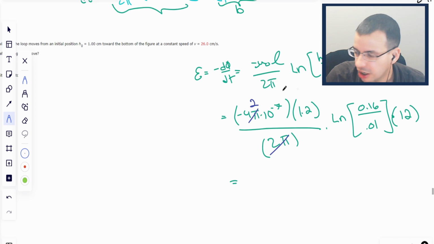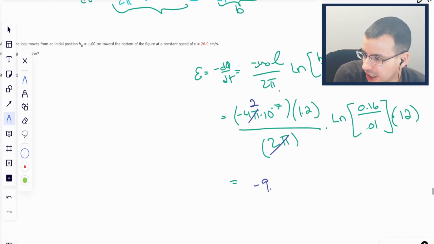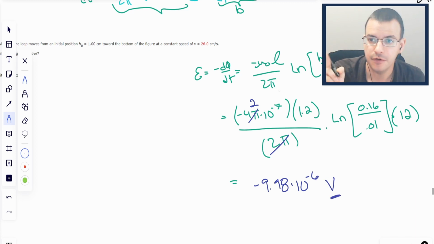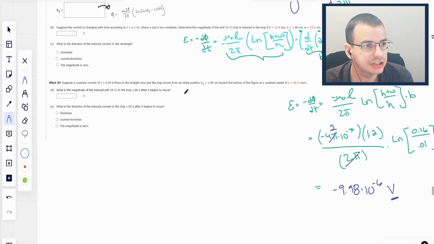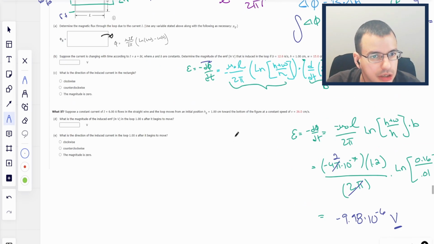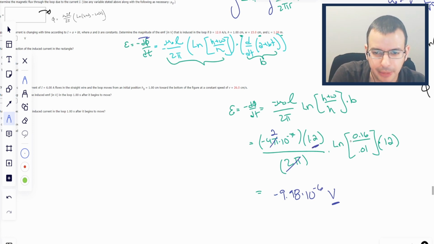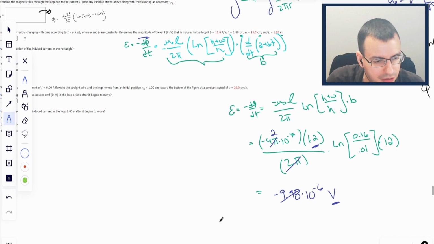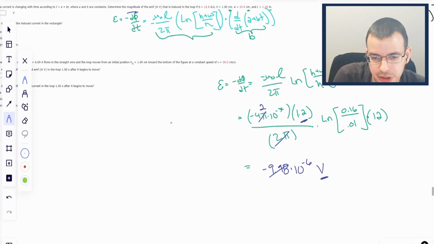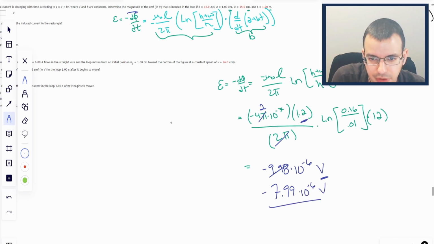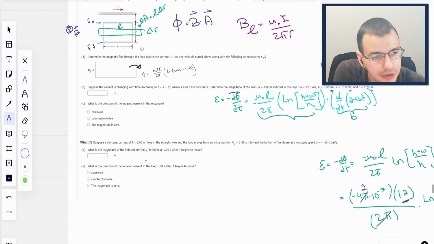And we get an answer of negative 9.98 times 10 to the negative 6, and that's going to be volts. Okay, and with the magnitude here, let me check my calculator. That doesn't feel right. Forgot I put in 1.5 instead of 7.99 times 10 to the negative 6. There we go. Right there. Negative 7.99 times 10 to the negative 6. Positive because they want magnitude.